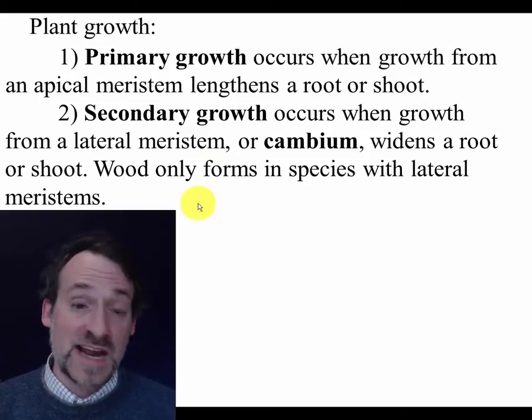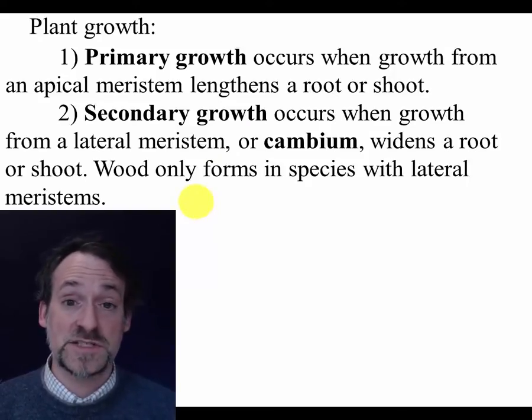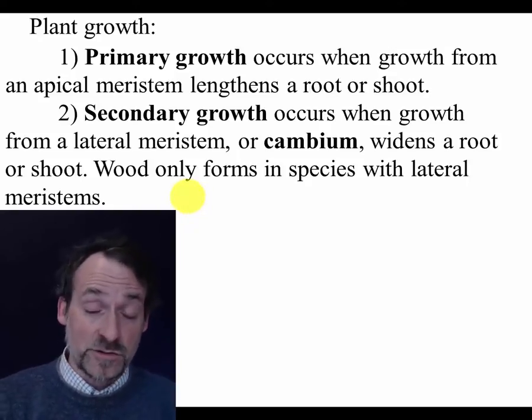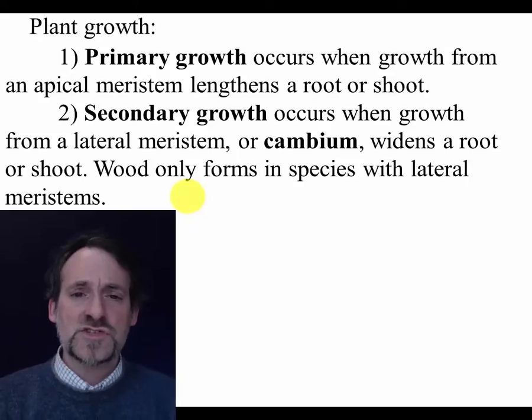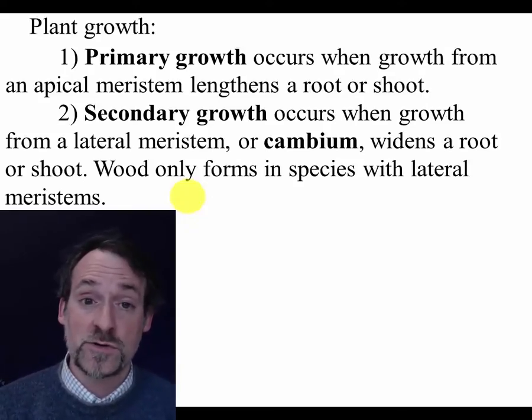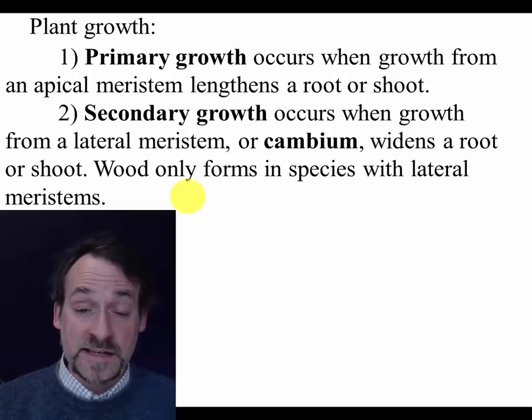Some plants do not have lateral meristems, and their stems never change in thickness. Wood, in particular, only forms in species that have lateral meristems. So primary growth is the shoot or root getting longer. Secondary growth is that root or shoot getting fatter.